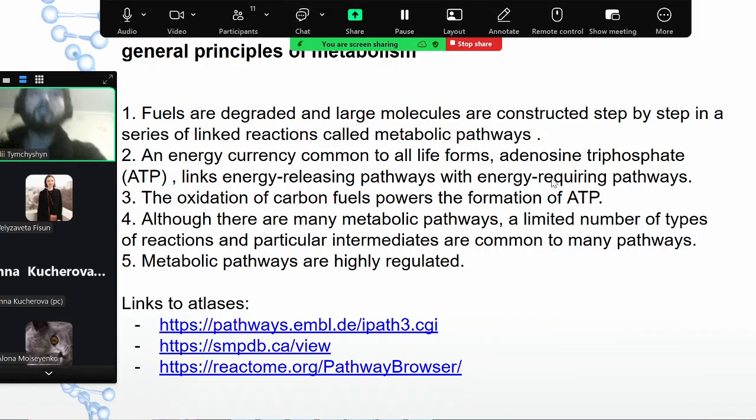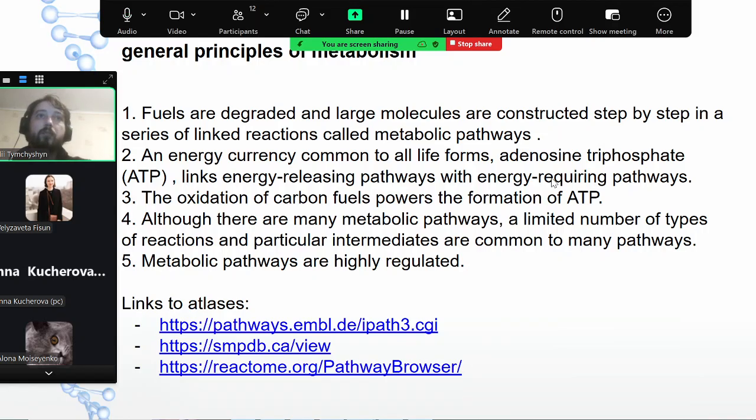So first of all, food fuels are degraded and large molecules are constructed step by step in a series of linked reactions, and they are called metabolic pathways. So basically all you saw on that map were metabolic pathways, so how one molecules are transformed into other molecules. An energy currency common to all life forms, at least all that we know, is adenosine triphosphate, ATP. And we will see these kind of molecules a lot.